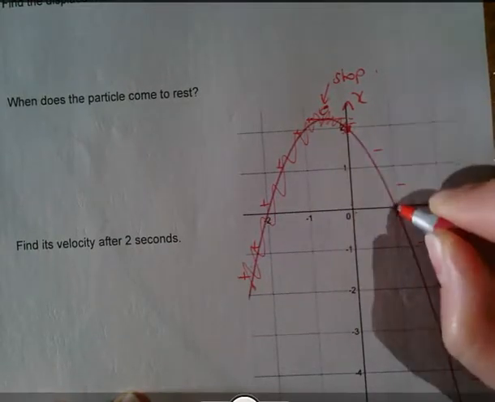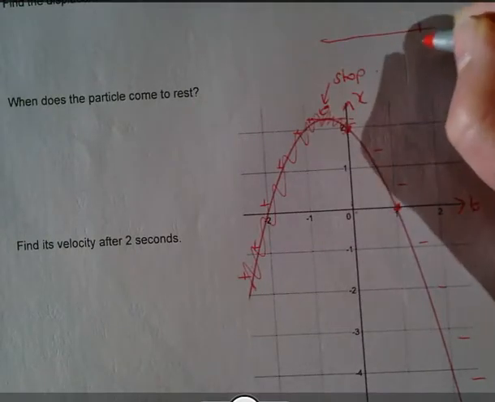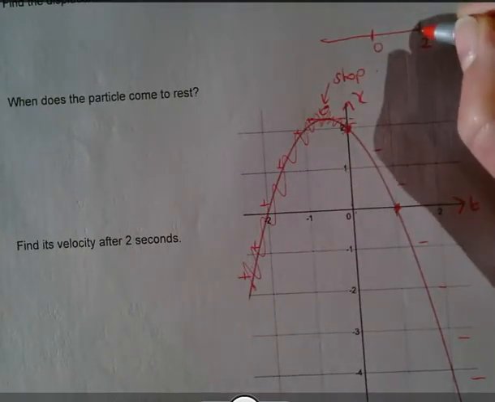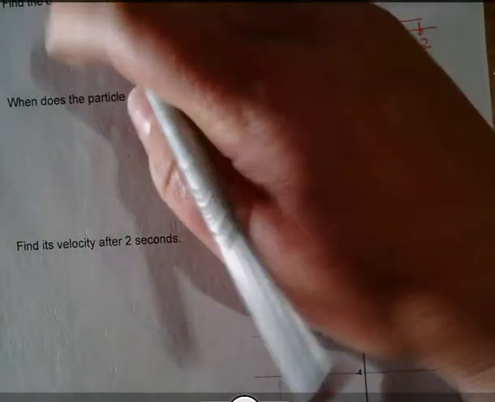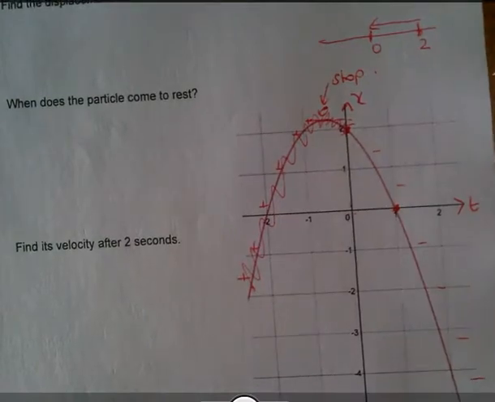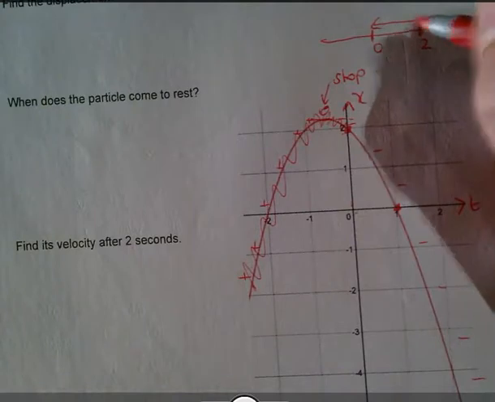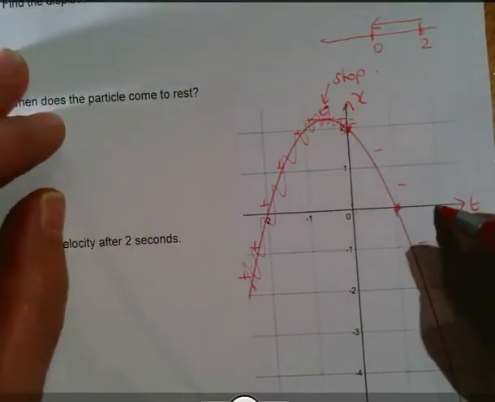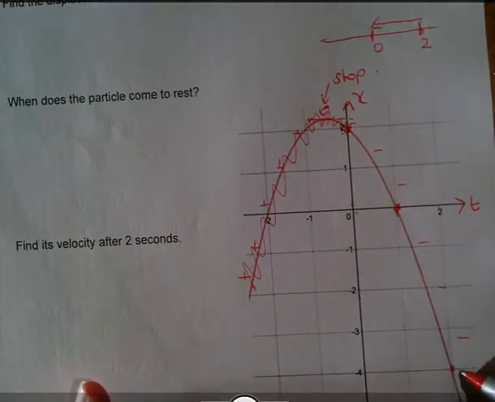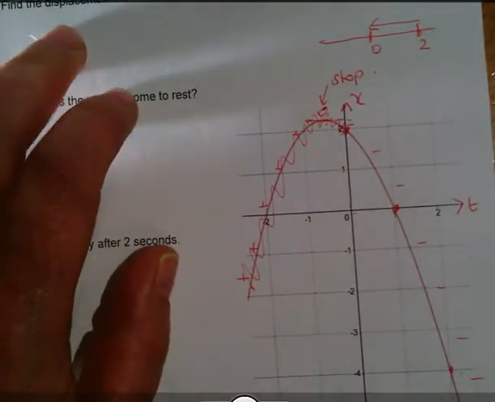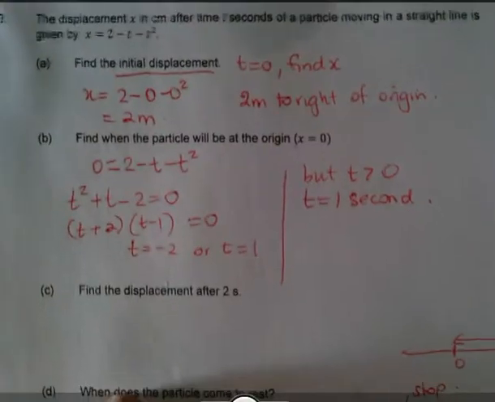Okay, so we've just looked at these two. If you start at 2 meters to the right of the origin, and after 1 second you're back at the origin, then what is your displacement after 2 seconds? If you look at the graph, it says -4, so you're at 4 meters to the left, but we can substitute into our equation. So find the displacement after 2 seconds.